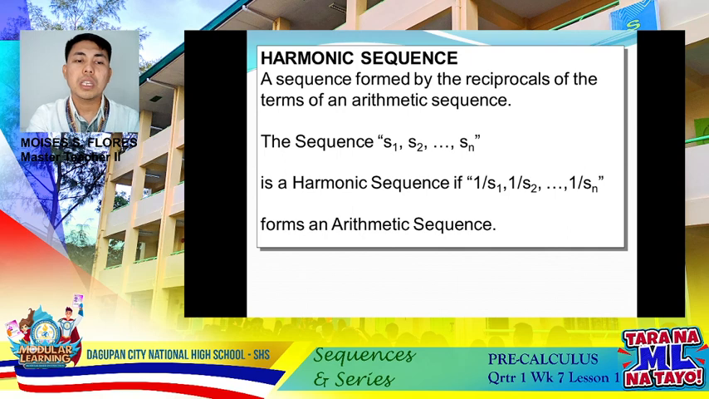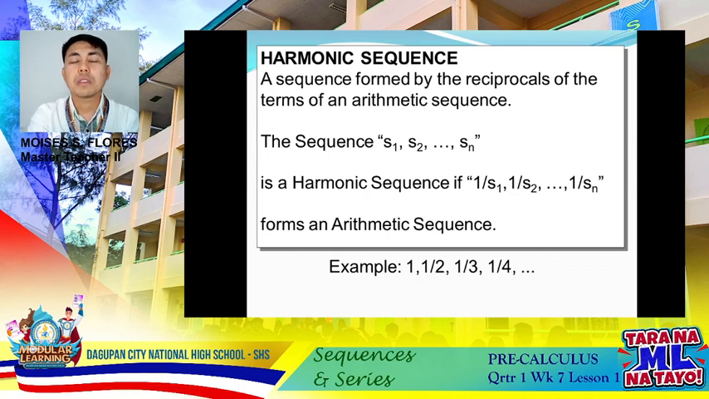The sequence S sub 1, S sub 2, and so on until S sub n is said to be a harmonic sequence if and only if 1 over S sub 1, 1 over S sub 2, and so on, up to 1 over S sub n forms an arithmetic sequence. For example, here: 1, 1 half, 1 third, 1 fourth.